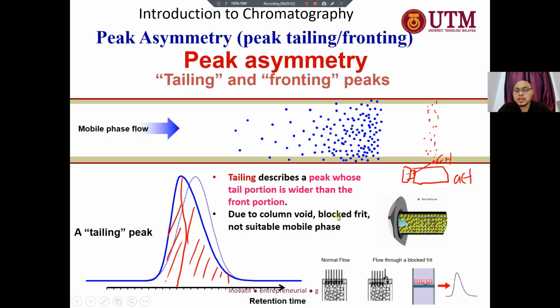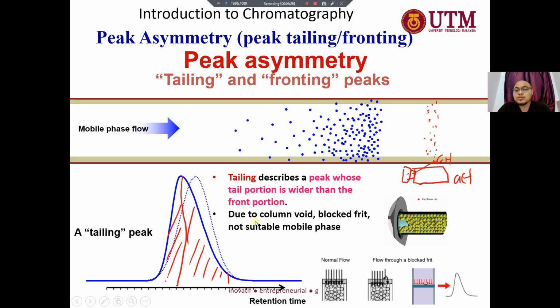Or in another situation, when you are using a mobile phase with adjusted pH, for example, an analysis that requires a mobile phase with a high pH, it can also cause this kind of behavior. So if the mobile phase is not suitable to the sample or to the column packing material, it can cause this effect as well.